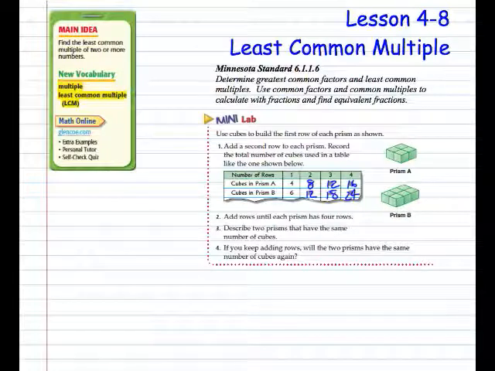Describe 2 prisms that have the same number of cubes. Well, let's see. If we had prism B with 2 rows, we would have 12 cubes. If we had prism A with 3 rows, we would have 12 cubes. 3 times 4 here, 2 times 6 here.